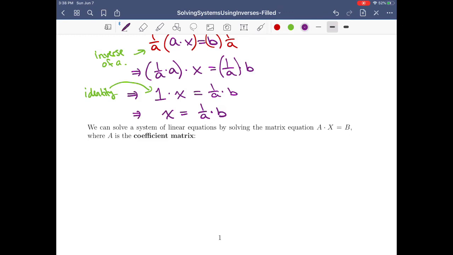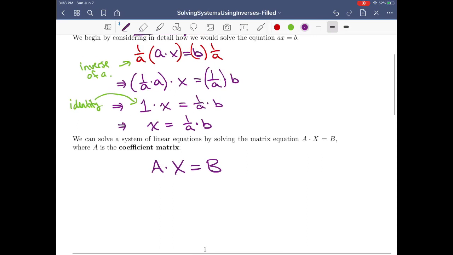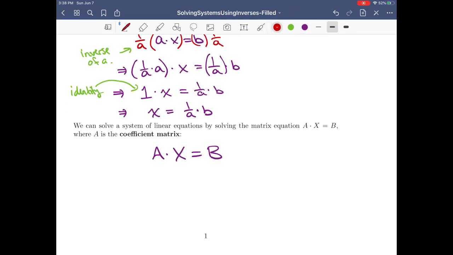Okay, so I'm going to have A times X equals B. So I want to get rid of the A, so I want to solve for X. This is why I wanted to write it as 1 over A instead of divide by A, because we don't have a divide for matrices. But we do have an inverse. So what I can do is multiply by the inverse, assuming that A inverse exists.